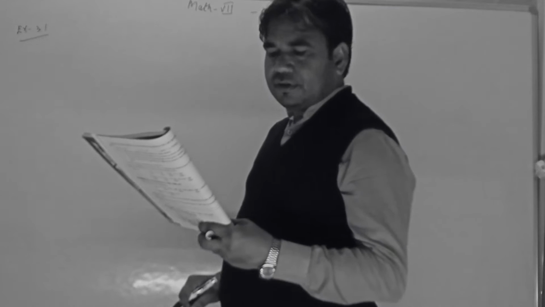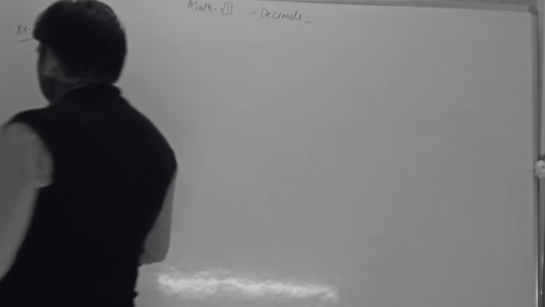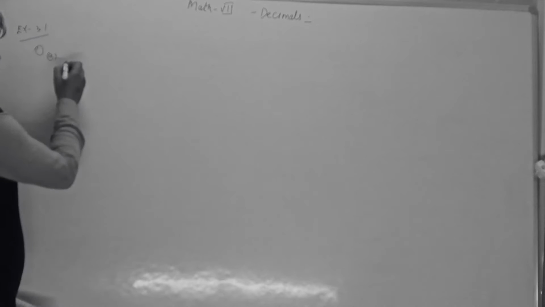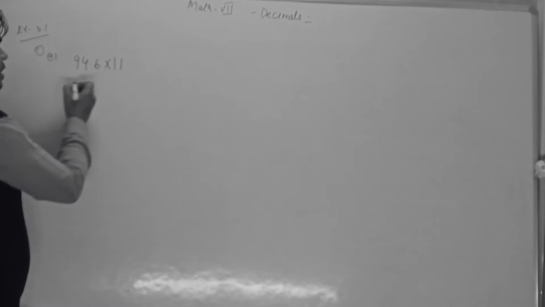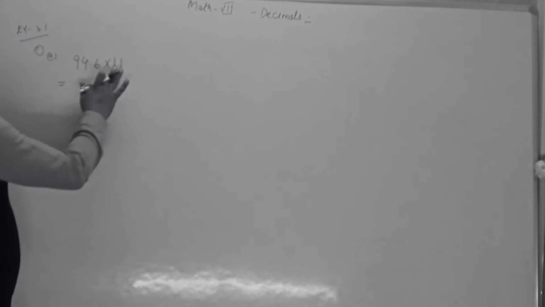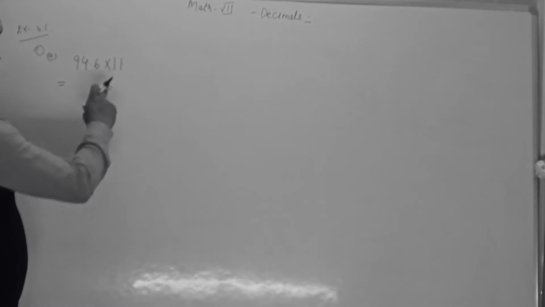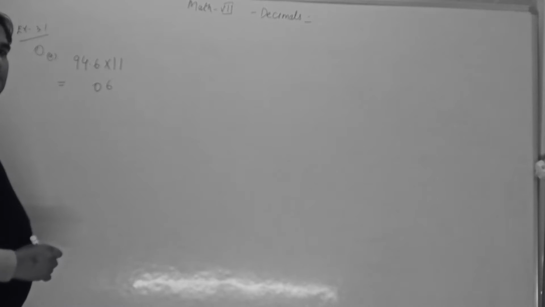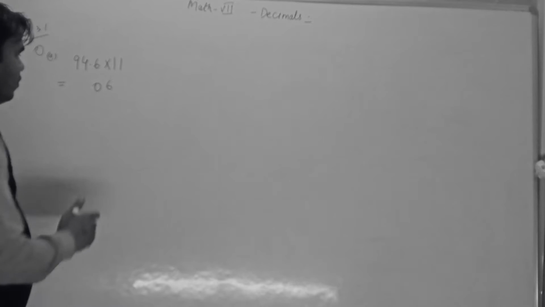So this is the first question, A part. A part is 9.4 multiplied by 6 multiplied by 11. Here we find out the product. 11 6s are 66, take carry 6. 11 4s are 44 and 6 is 50, 0 and carry 5. 11 9s are 99 and 5 is 104.